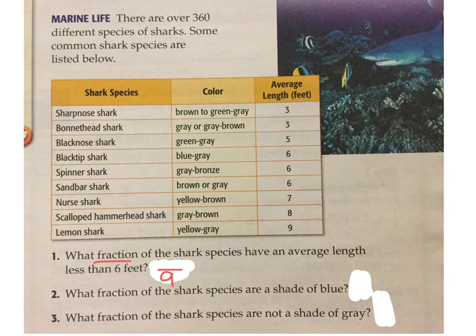Now, how many of them have an average length less than 6 feet? 3. The first 3, right? You see this one's 3, 3, 5, and then it's 6. Less than 6? No, it's not. So only the first 3 are. So 3 out of 9 have an average length of less than 6 feet. And how else could we write 3 out of 9? 1 over 3. That is 1/3. Absolutely. All right? 1/3.